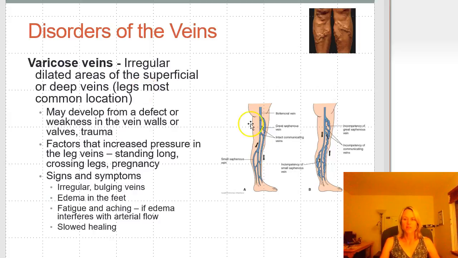Varicose veins, this is where we have irregular, dilated areas of the superficial or deep veins, which is more common in the leg. They can be caused by a defect or weakness in the vein walls or valves. This could be partly genetic, and can also be caused by trauma. Factors that increase pressure in the leg veins include standing long periods of time, crossing legs, and pregnancy.